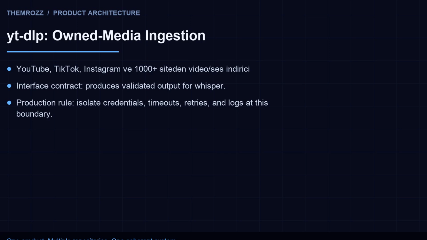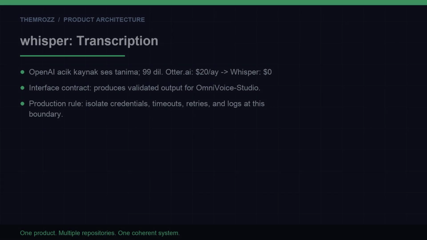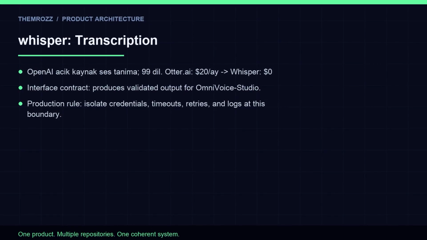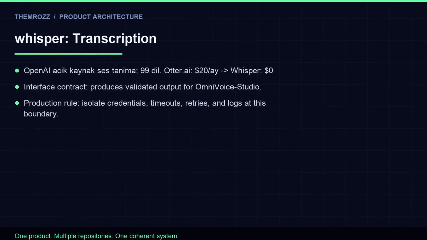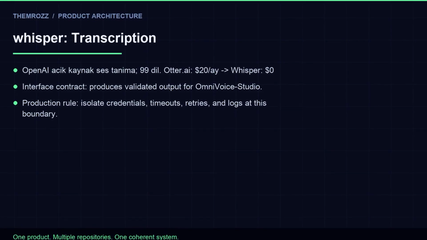This event triggers Whisper, which pulls the MP4, extracts the audio track, and transcribes it. Whisper's API contract requires a file path and returns a JSON structure with timestamps and text chunks. The transcript is saved to the same object store, firing a transcription-ready event. OmniVoice-Studio listens for this event.